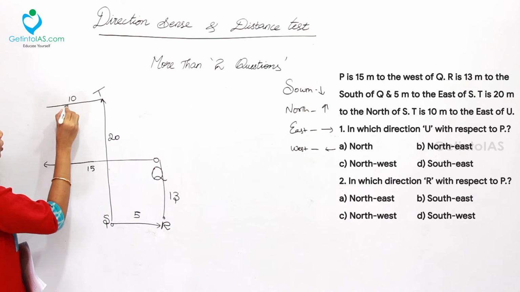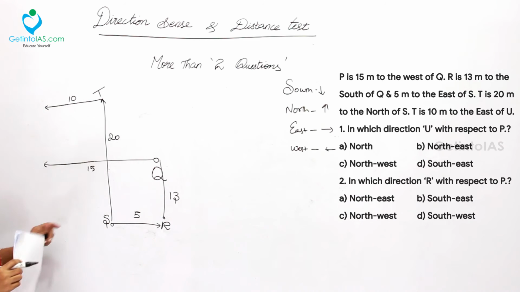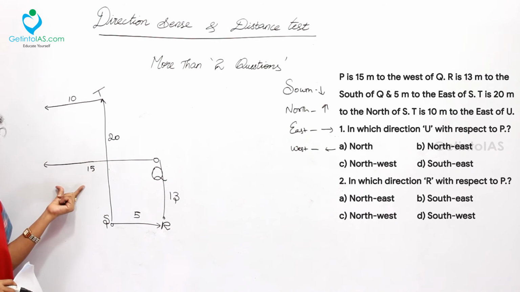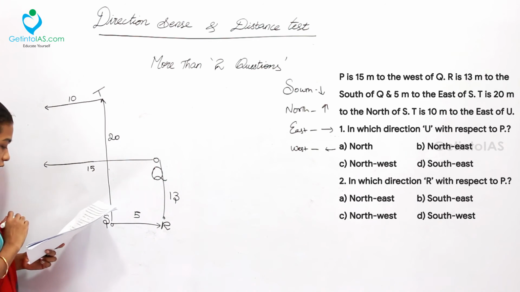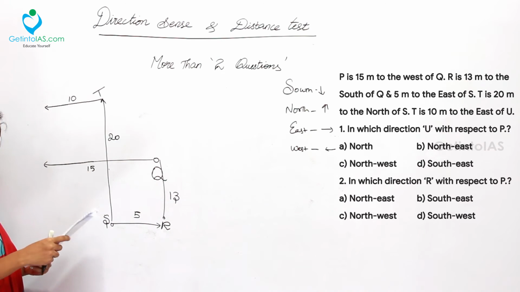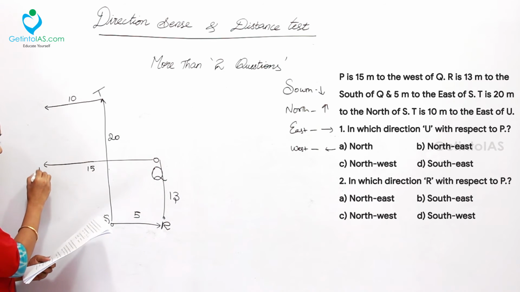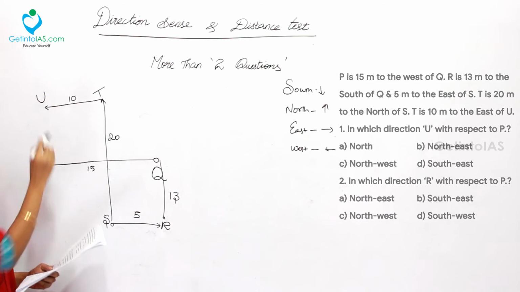Always be careful to mark the length. Even if it may not be to scale. Here 15 is given, 5 and 10 must be equal to the same values. Same values for same lines, best way to solve these kinds of problems. So let's mark it here P and here this is U.